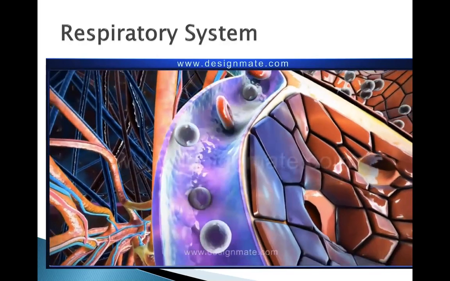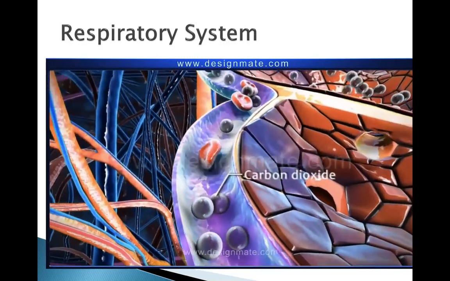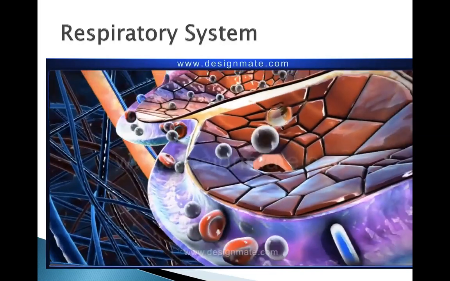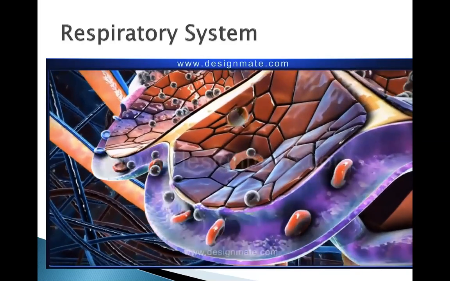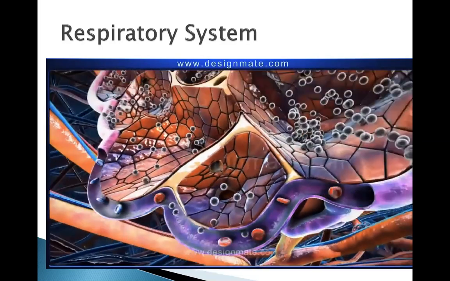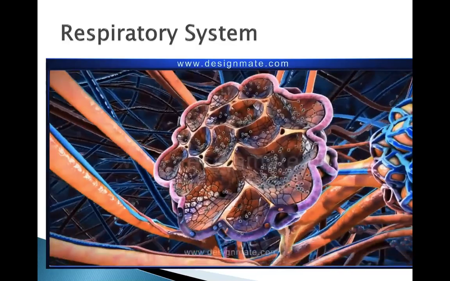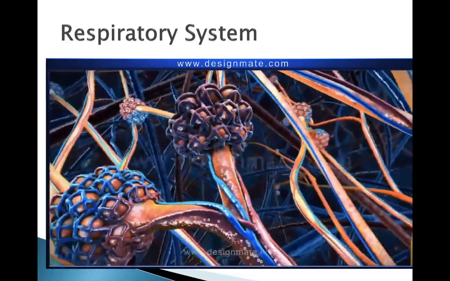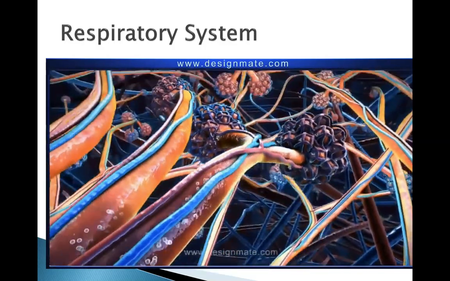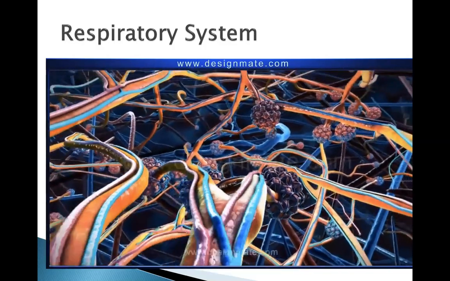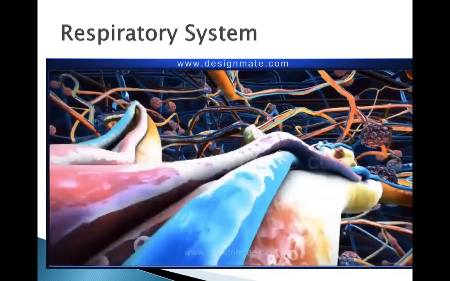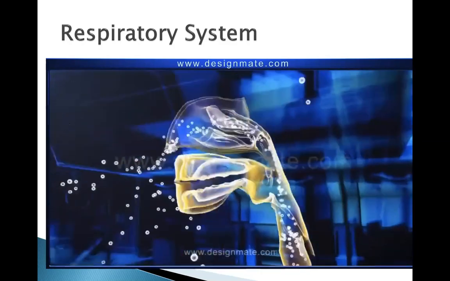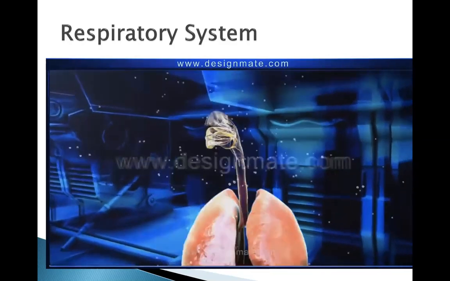The carbon dioxide molecules are released into the alveolus. They are collected in the alveolar chamber, and then from the alveolus, it travels through the bronchioles, into the bronchus, which finally reaches the trachea and is breathed out through the nostrils.